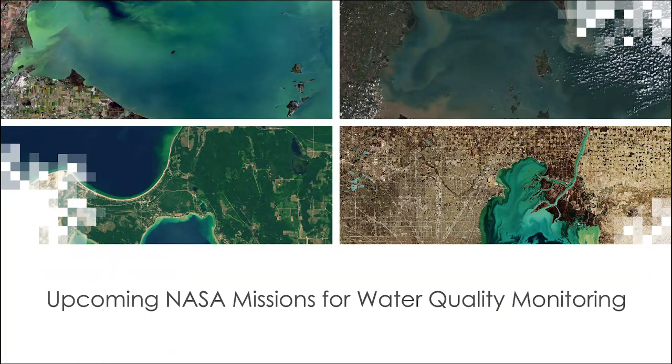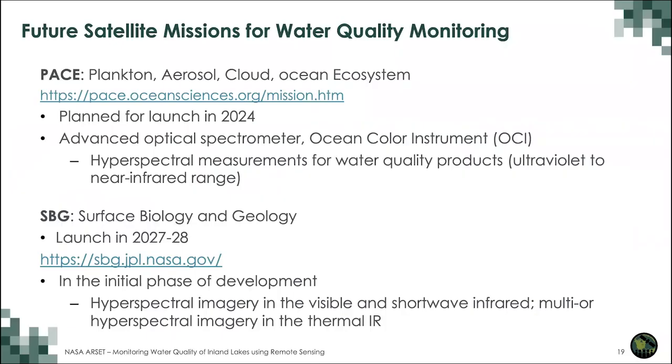So that brings us to upcoming NASA missions, and there are 3 of them. The first one is Plankton Aerosol Cloud Ocean Ecosystem, or PACE. This is planned for launch in early 2024, actually January 2024. It has an advanced optical spectrometer, the Ocean Color Instrument, or OCI, which makes hyperspectral measurements of water quality products. So the ultraviolet to near infrared range is covered by this instrument.